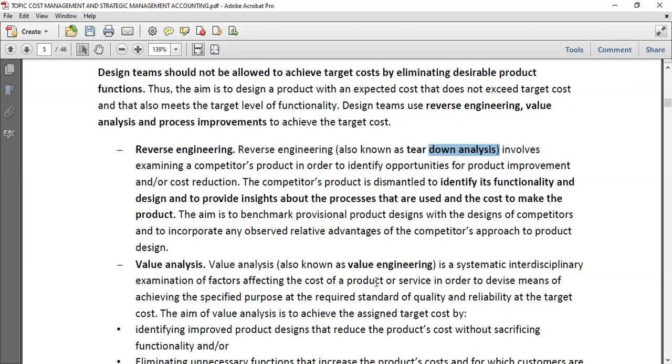Now, if you compare value analysis with reverse engineering, it is more internally focused. For reverse engineering, we are looking at the product of the competitor, but for value analysis, we are examining the product itself. That's why we are saying that the aim of value analysis is basically to achieve the assigned target cost.